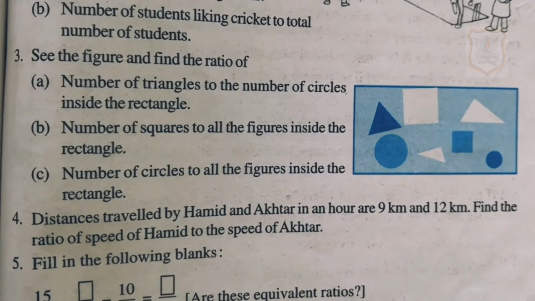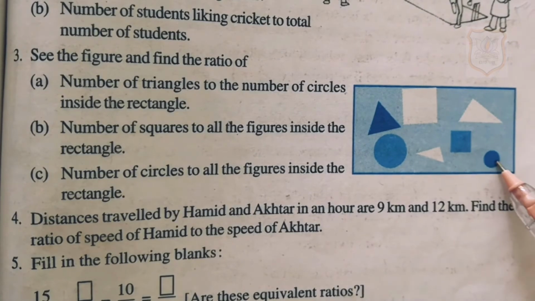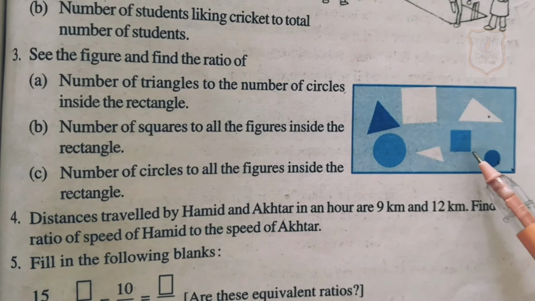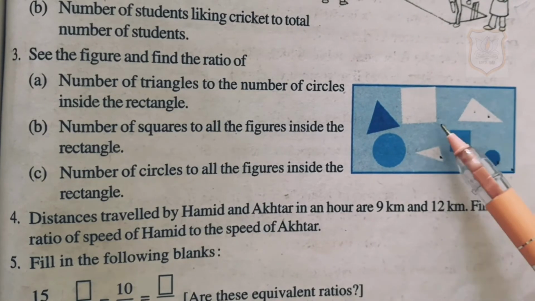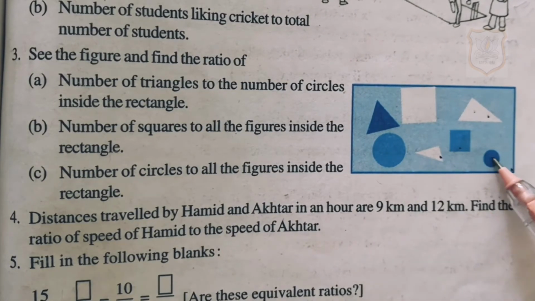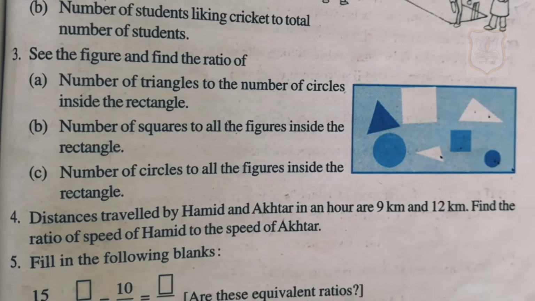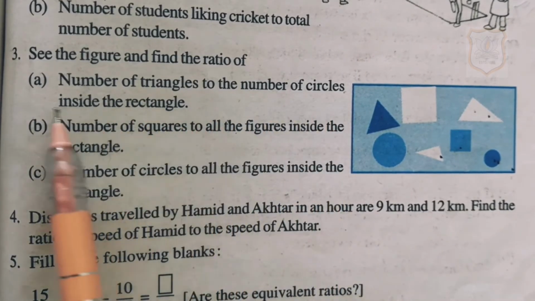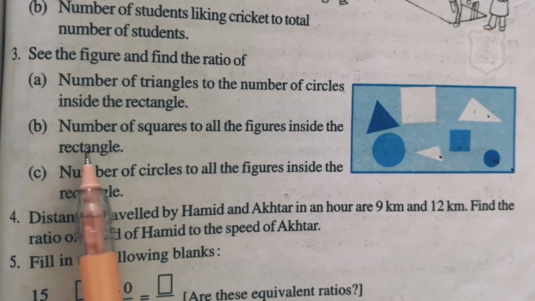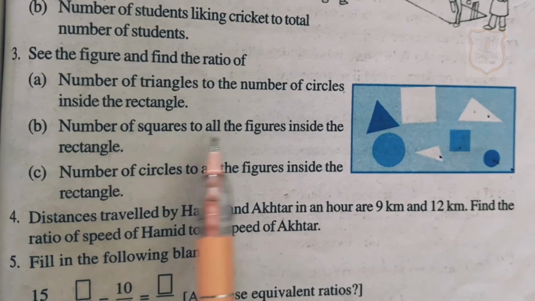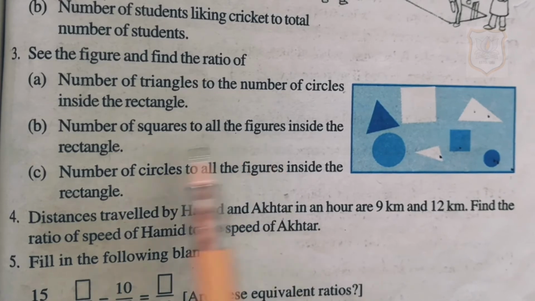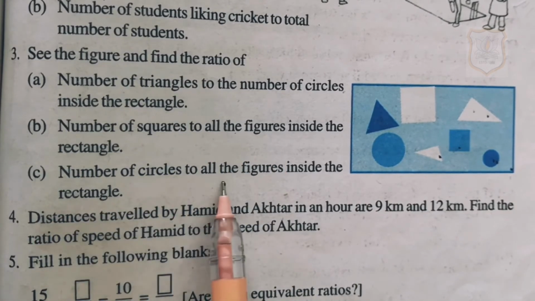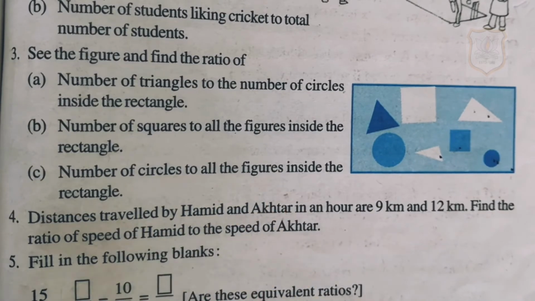Students, here what is given in the question is that we have to see the figure. Here you can see in this figure 3 triangles, 2 squares and 2 circles are given. We have to find out the ratio of the number of triangles to the number of circles inside the rectangle in A part, and we have to find out the ratio of number of squares to all the figures inside the rectangle in B part, and then we have to find out the ratio of number of circles to all the figures inside the rectangle in C part.